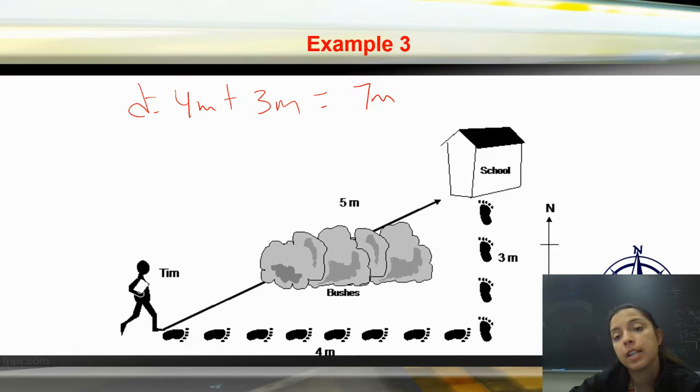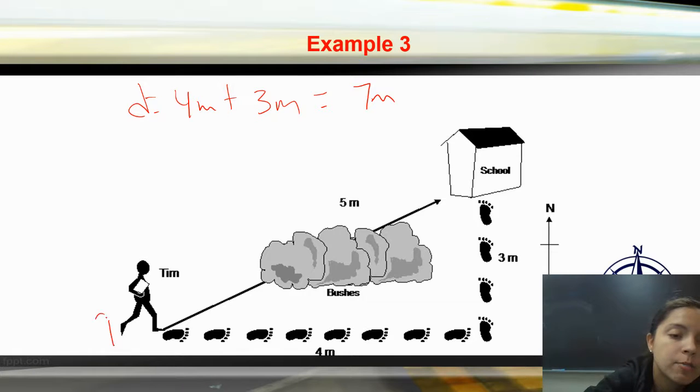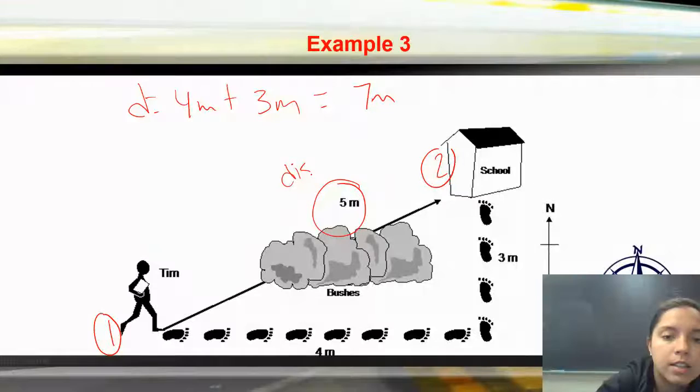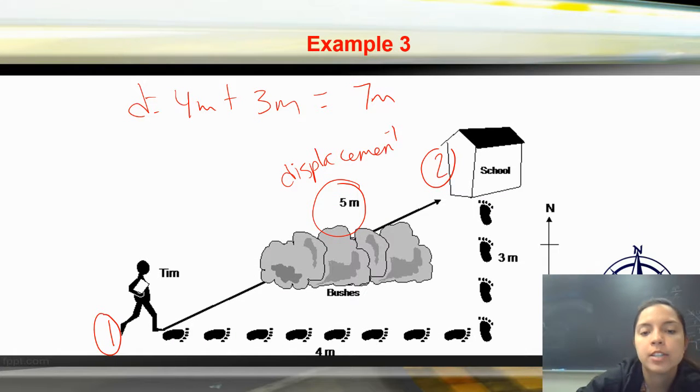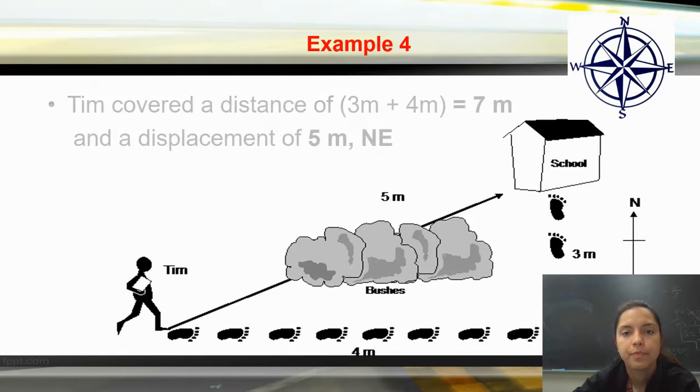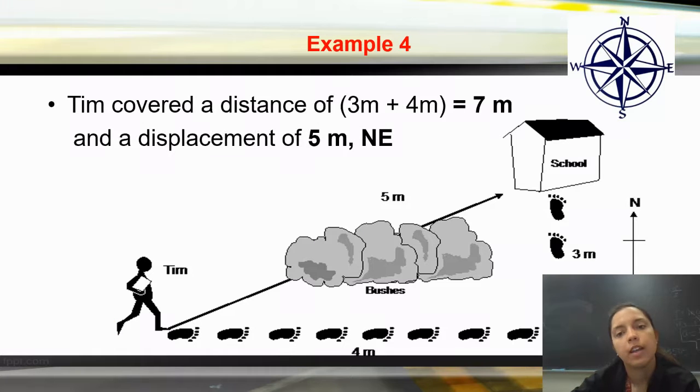For the displacement, I need to say, Tim, this is your starting point, 1, and then this is the final point, 2. What's the distance between 1 and 2? The problem is already given to you, 5. So your displacement is 5 meters. And let's not forget the directions. 5 meters where? To the northeast.